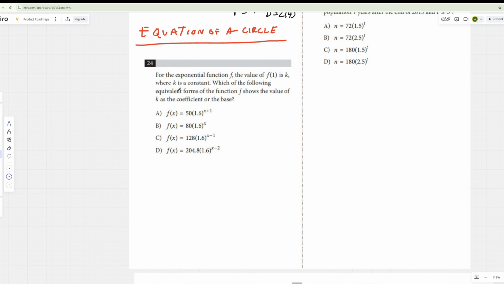Okay. For the exponential function f, the value of f of 1 is k, where k is a constant. Which of the following equivalent forms of the function shows the value of k as the coefficient on the base? Okay. Well, first thing, if k is a constant, we want to make sure these here. Wait, let me make it in red. This part of the thing is 0 when x is 1.